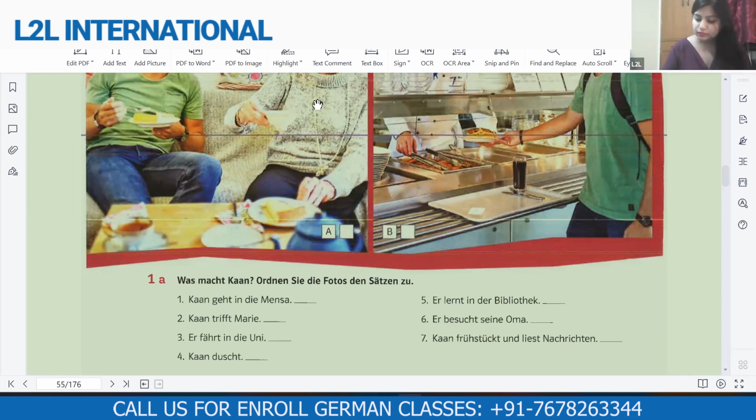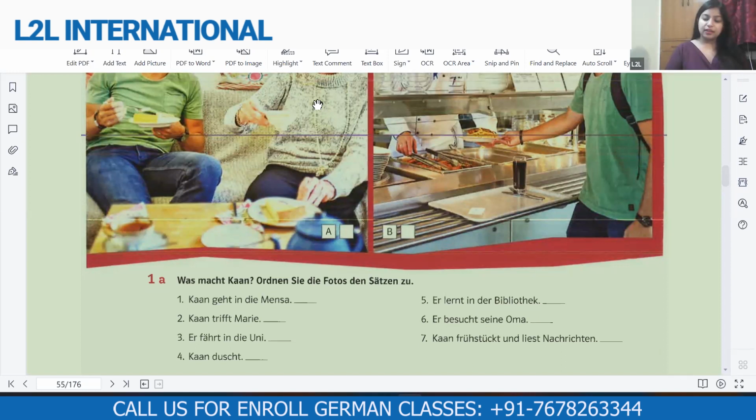Samriddhi, lesen Sie Satz Nummer 1. Read the first sentence and tell me which picture. Kann geht in die Mensa. B option. B. Okay, everybody has written B here. Oder wir haben noch ein paar andere Antwort. Everybody has written B. Yes, ma'am. Okay, fine. Then für Nummer 1, we have picture Nummer B.